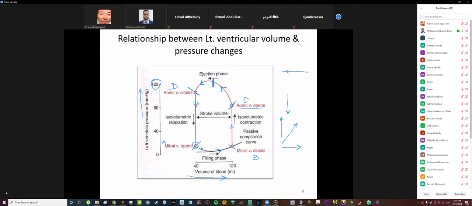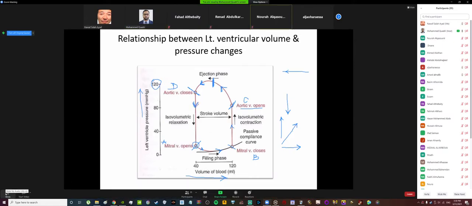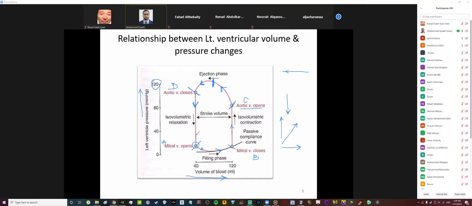What will happen to the pressure? Pressure will fall. What will happen to the volume? Constant. And when the pressure drops too much during the isovolumetric relaxation phase, a point will come where the pressure in the ventricle will become less than that of the atrium, and here again the mitral valve opens, isn't it? Yes. And the cycle begins again.